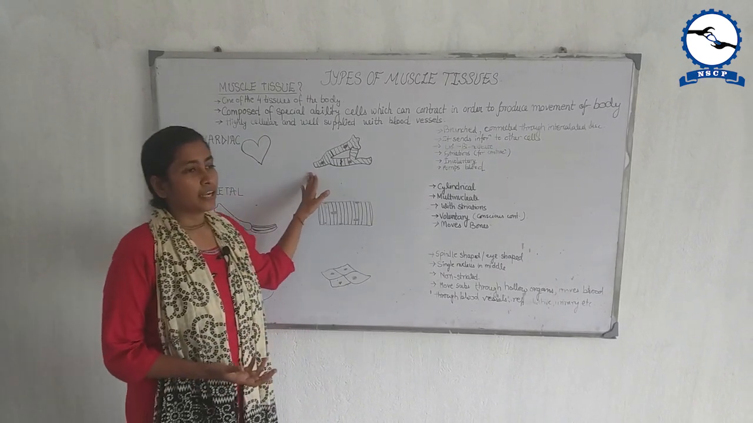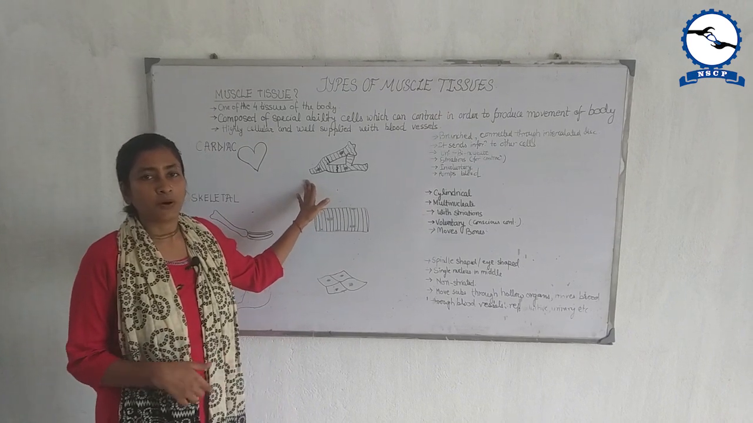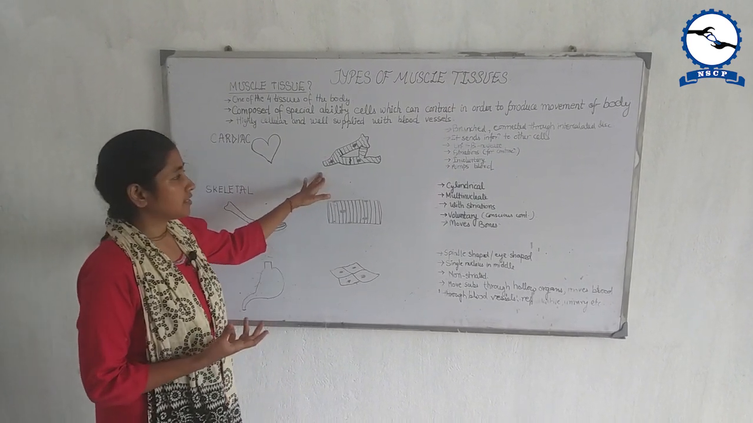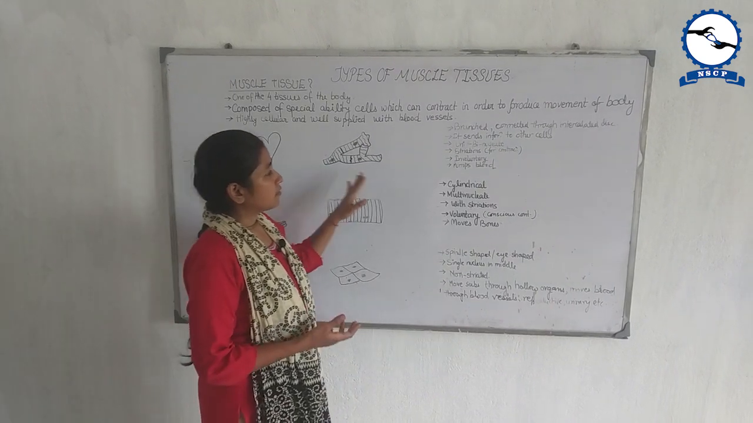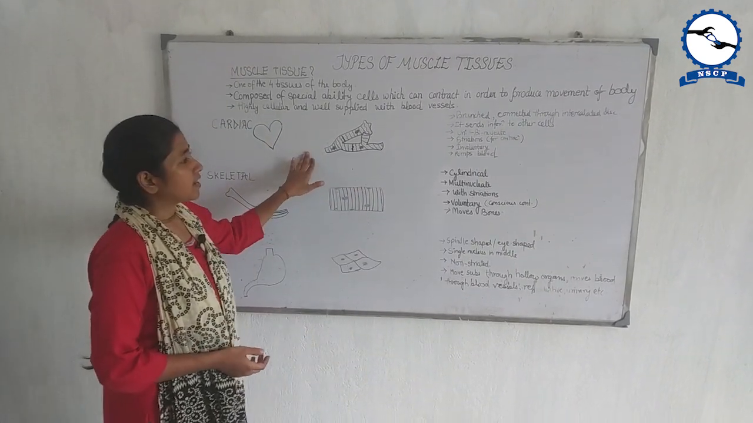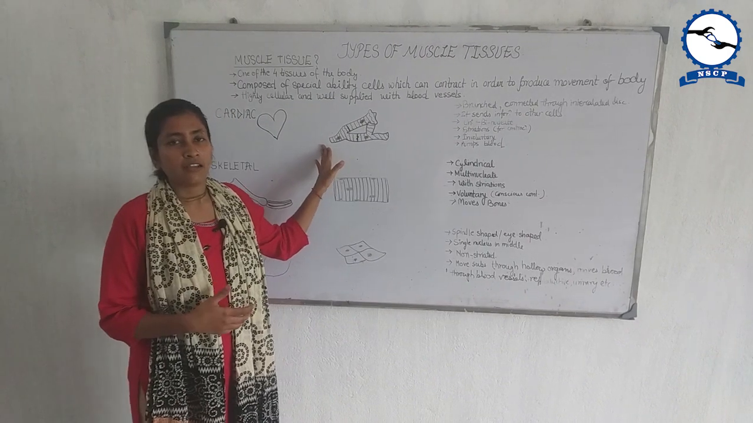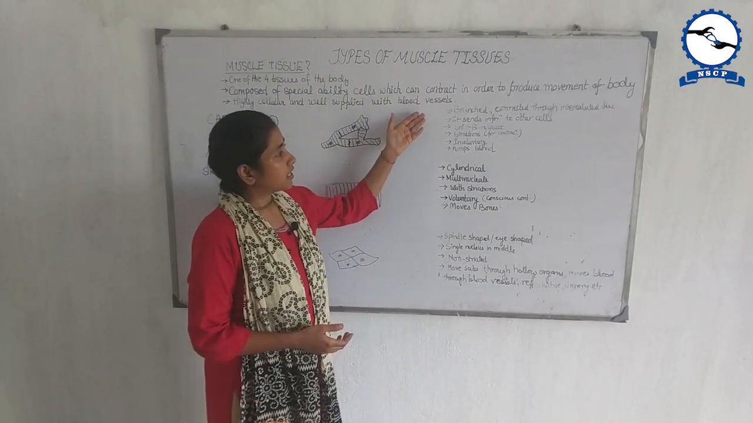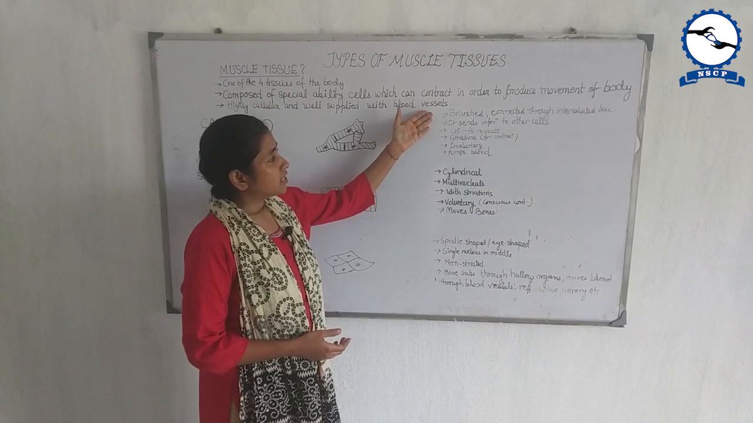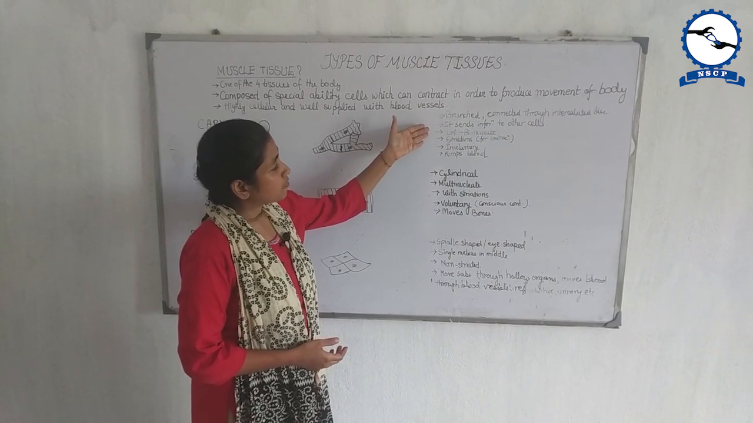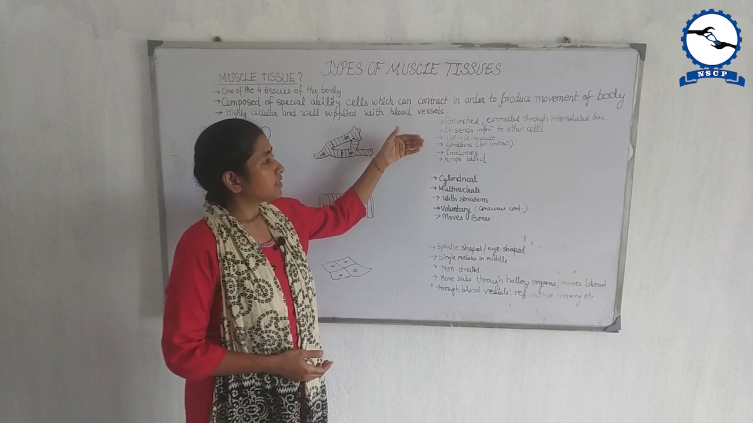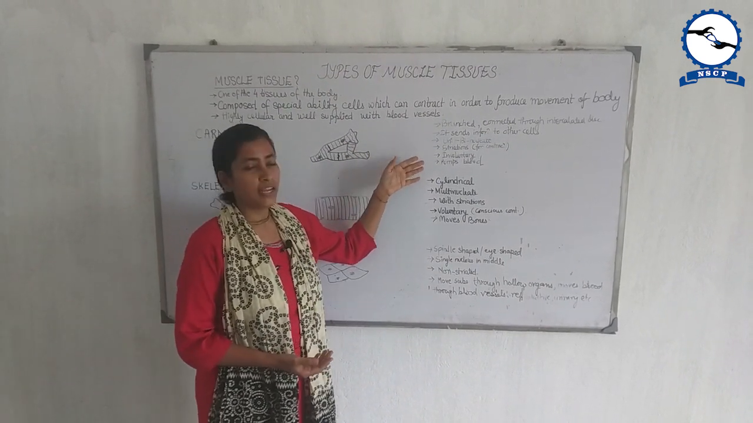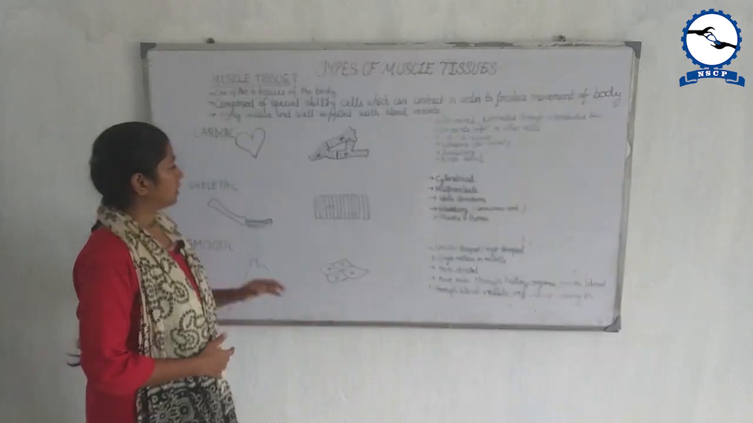Because as we know, the main function of the heart is to pump blood, and for pumping blood there needs to be contraction inside the cells of the cardiac muscle. These cells are involuntary, that means they are not in our conscious control. So if we summarize, it is branched, it is uni or binucleate, it sends information to other cells, it has striations, it is involuntary, and the major function is to pump the blood.